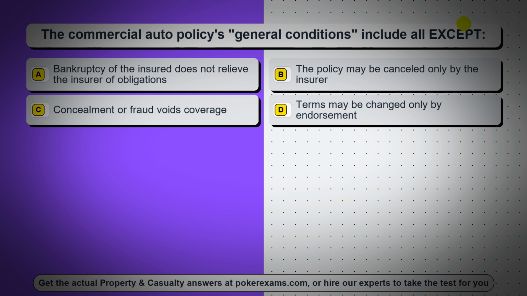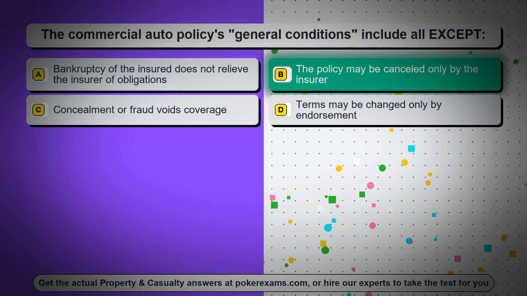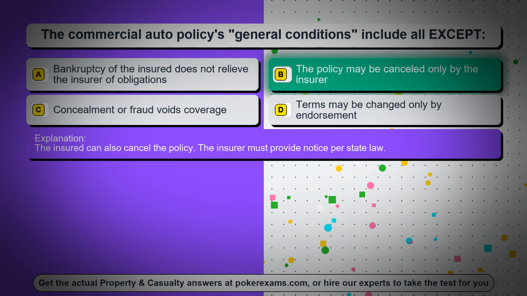the insurer of obligations. Option B, the policy may be cancelled only by the insurer. Option C, concealment or fraud voids coverage. Option D, terms may be changed only by endorsement. The correct answer is option B, the policy may be cancelled only by the insurer. The insured can also cancel the policy. The insurer must provide notice per state law.